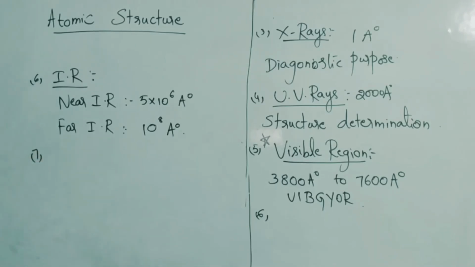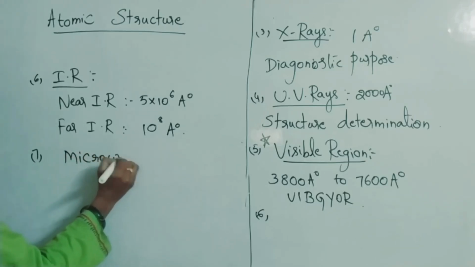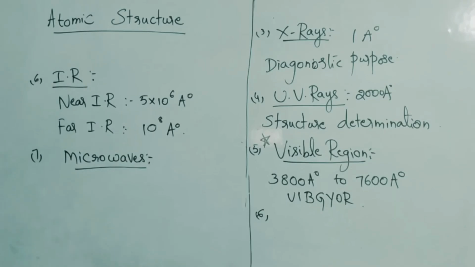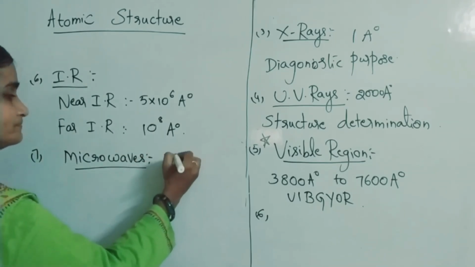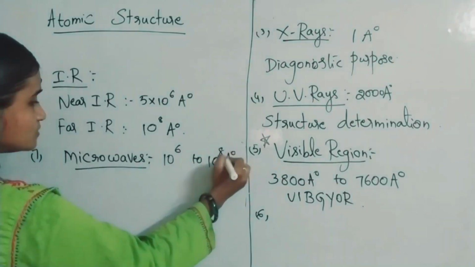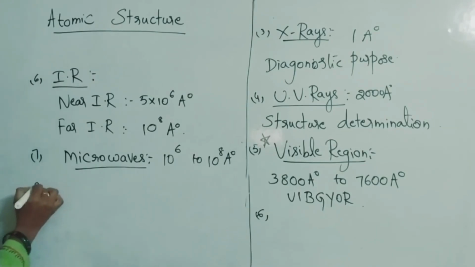Next, after infrared we have microwaves. You all know microwaves are used in ovens. Their wavelength range is around 10 to the power of 6 angstroms to 10 to the power of 8 angstroms, and they are used in microwave ovens. You all know about that.